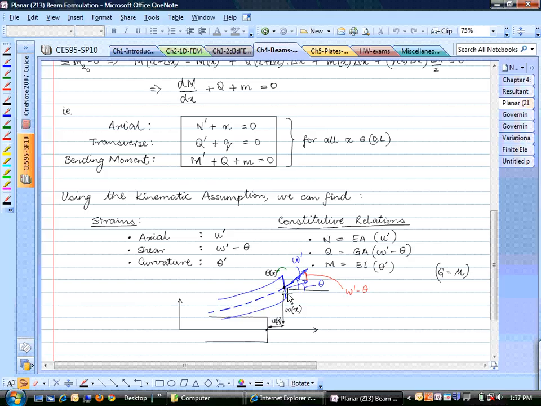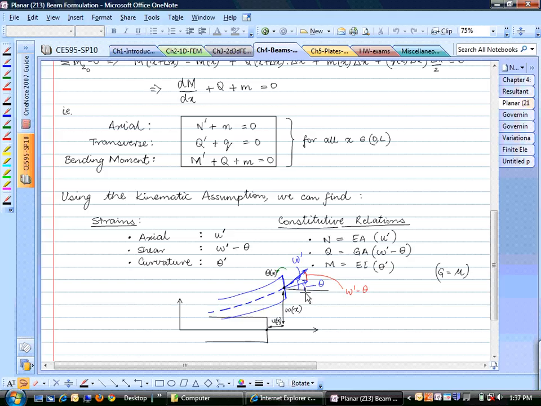So I told you that this quantity, these are the strains. This quantity theta bar, this is the curvature. This is the exact formula for the curvature for a planar beam. All these relations will be valid for a beam theory that includes the effect of shear. That kind of a beam theory that includes shear is called a Timoshenko beam theory.